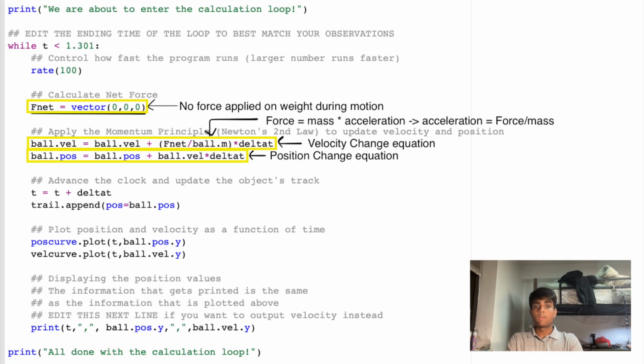The acceleration is applied to the velocity change equation of vy final equals vy initial plus acceleration y times time, which shows us that the y velocity remains constant throughout the entire duration of motion. This leads into the position change equation, which is y final equals y initial plus y velocity times time. The values are computed and the final data is obtained.